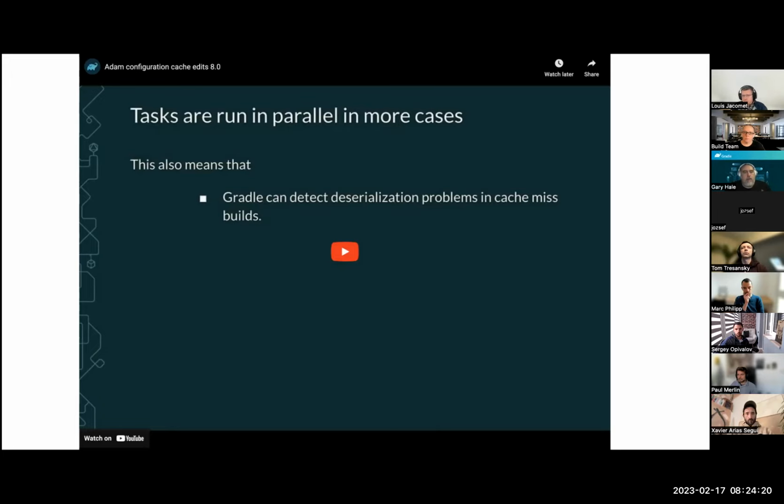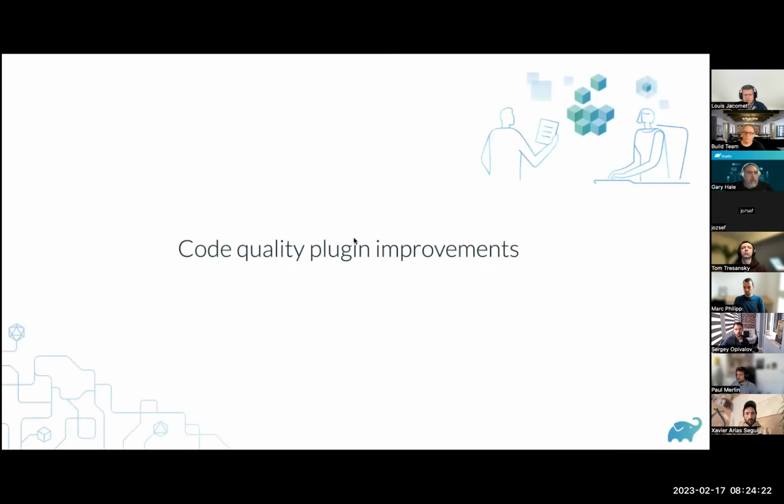Okay, that was it for the configuration cache. Code quality plugin improvements. I think you're up, Gary. Yeah. So I'm going to talk about a couple of minor code quality plugin improvements that we had, and then we'll roll into some more general improvements to Gradle that kind of cross-cut a number of different features, and I'll talk about the first one of those.